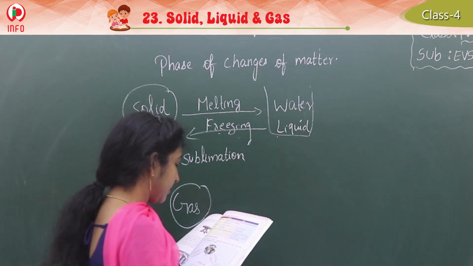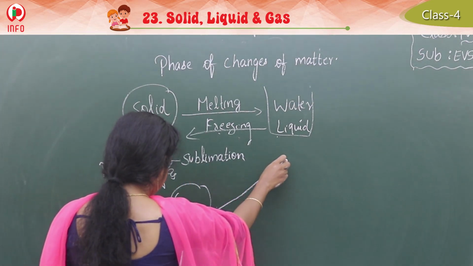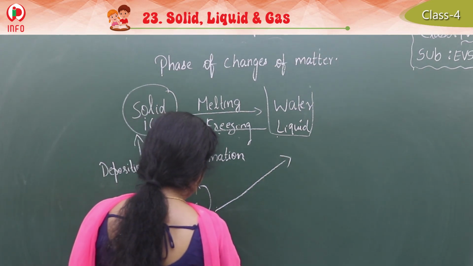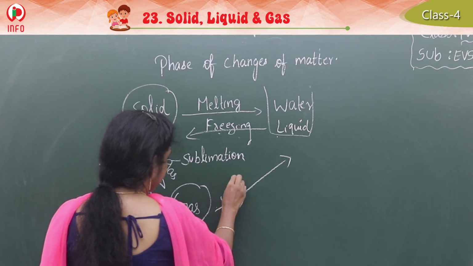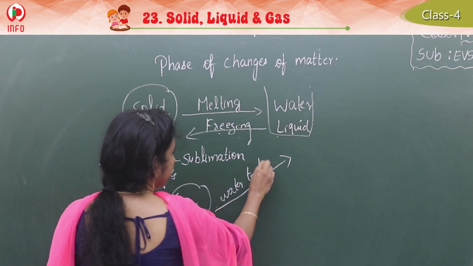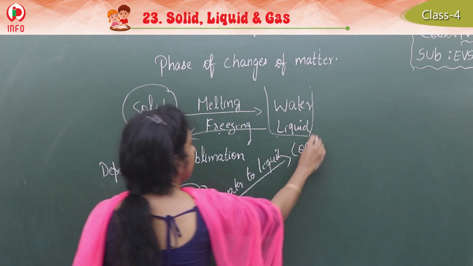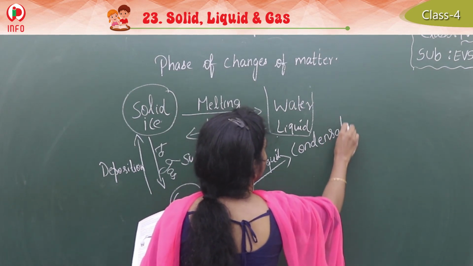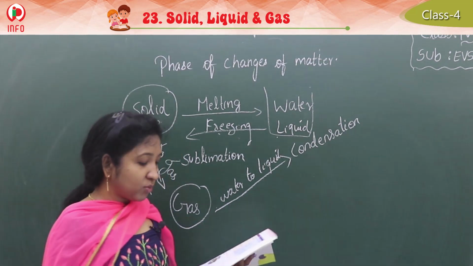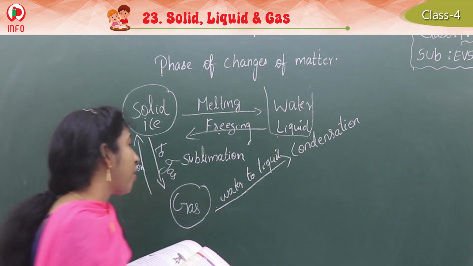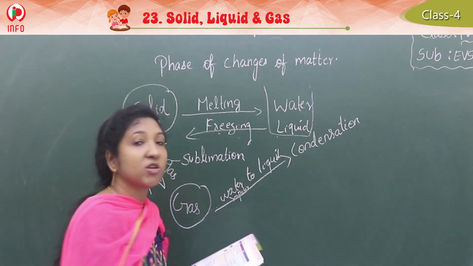Now from gas, we can see condensation. Condensation is water from gaseous form to what? Liquid. Water vapor to liquid is condensation. So condensation is water vapor to liquid form. Gas to liquid form is condensation, we say.